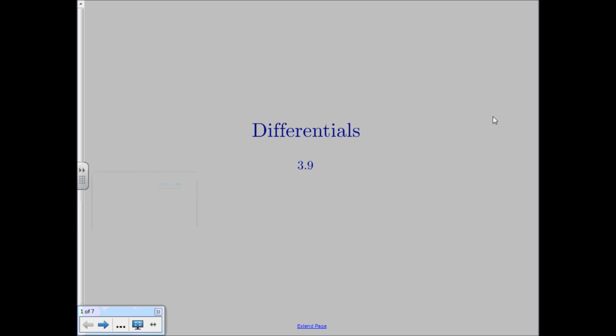So last time we talked about something called Newton's method, which was a way to approximate the zeros of a function using derivatives. And today we're going to talk about something called differentials, which uses derivatives again to approximate function values or the error in measuring something, anything like that. So differentials are basically just a fancy word for a rearranged derivative.